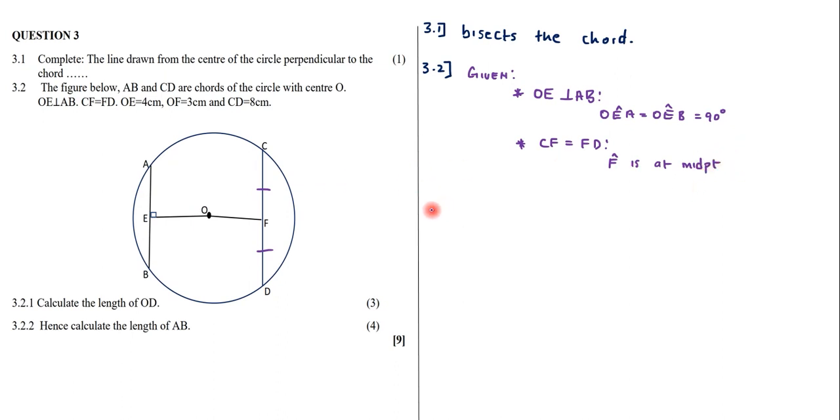All right, now what else are we given here? We're told OE is 4 centimeters, so I'm going to write that in there. And OF is 3 centimeters, so let me also write that in. And CD is 8 centimeters. Because we're given that we have CF and FD, and CD is 8 centimeters, this basically means, since CF is equal to FD, CF is going to be 4 centimeters, and FD is also going to be 4 centimeters.